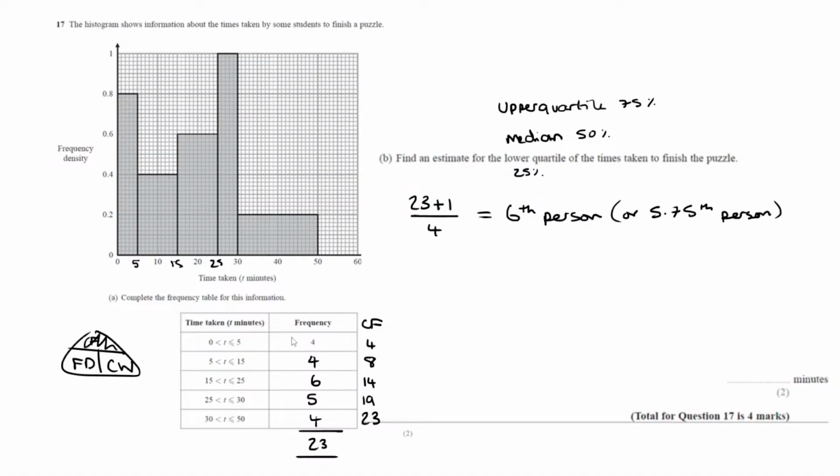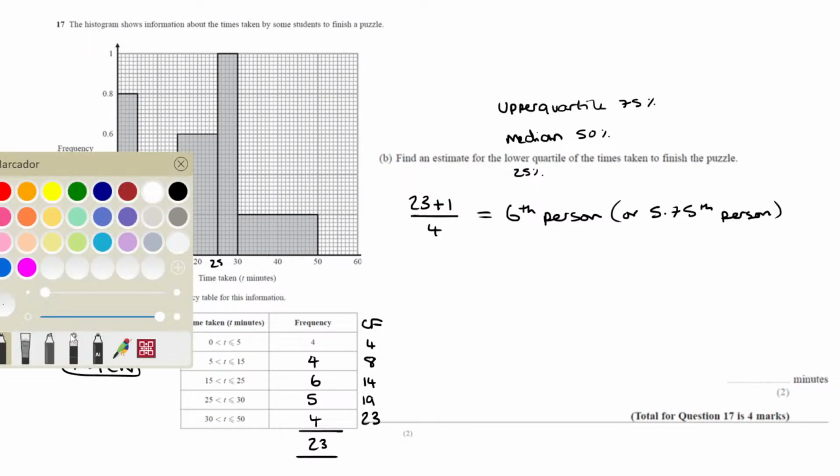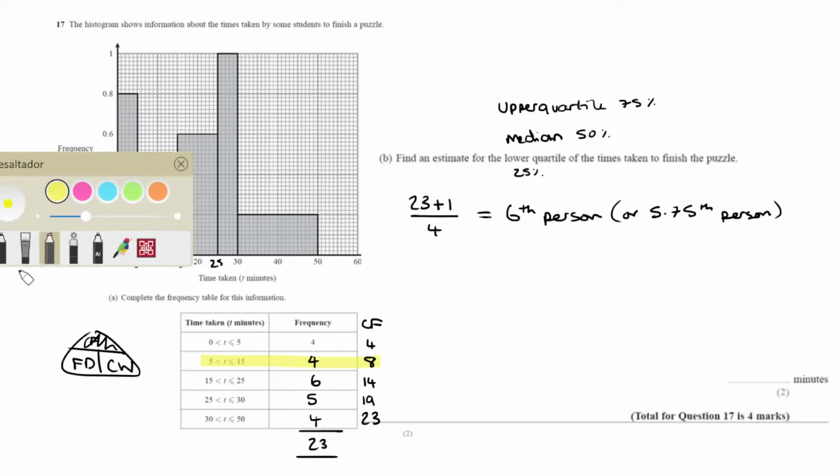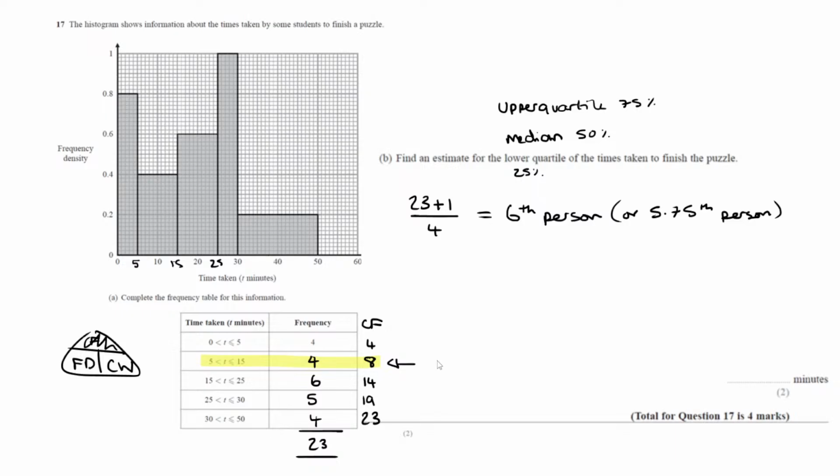So once we do that, I want to know, where does my 6th person lie? If I were to line up all these people, obviously in the order that they did the puzzle, right? So from 0 minutes up to 50 minutes. Where does person number 6 fall? In which of these rows does person number 6 fall? Which is why I wrote down the cumulative frequency. Do you see how person number 6 would fall in this row? Because obviously the first four people, that's not enough, is it? Person number 6 is not in the first row. And then after that, there's another 4 people, which goes up to person number 8. Do you see how person number 6 would fall into this row?